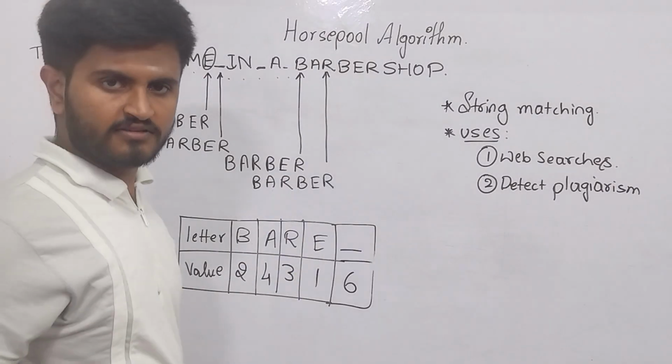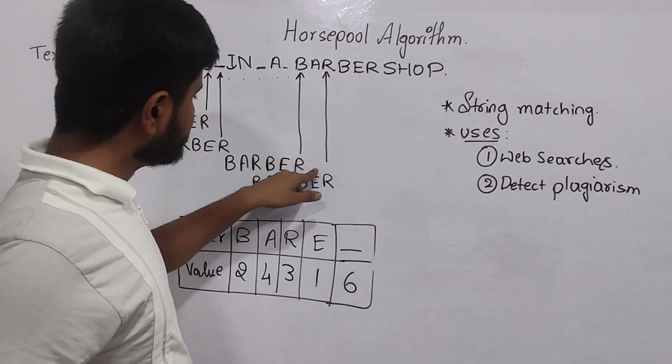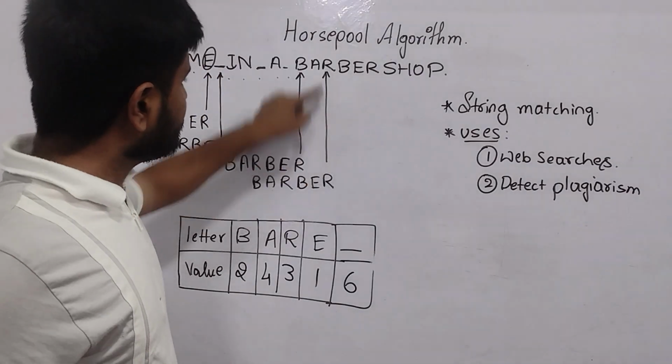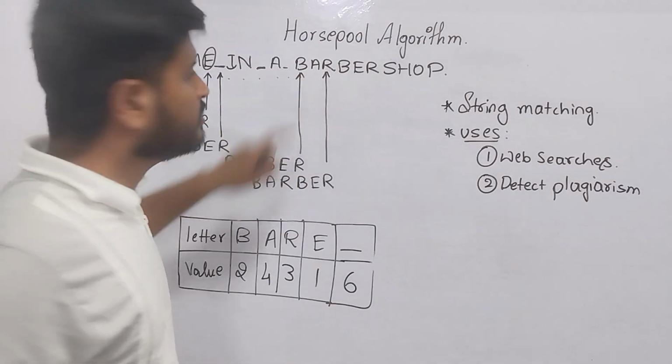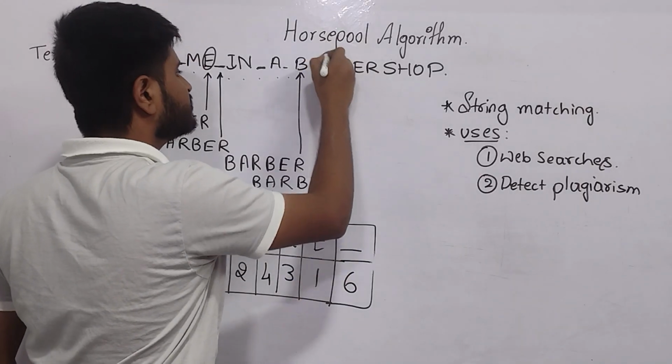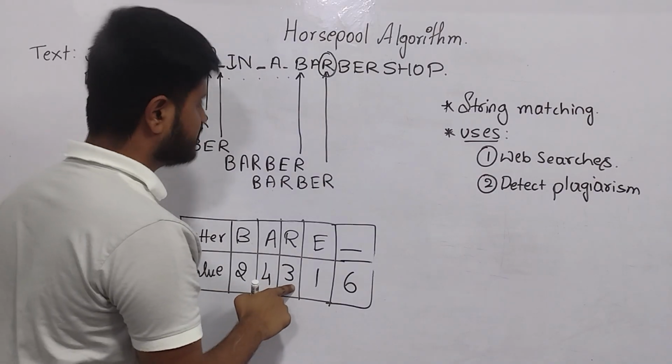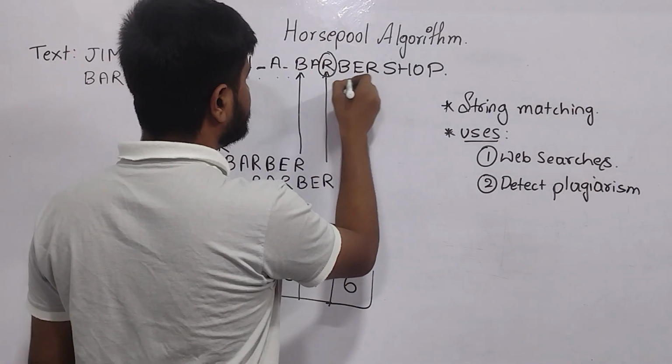E and A is not same. R and R was same, but E and A was not same. We must match for all of them. So R and R is same, E and A is not same. What will you be doing? You will be rounding up the last element only. That is R, and see its value. Its value is 3. So just jump 3. 1, 2, 3.